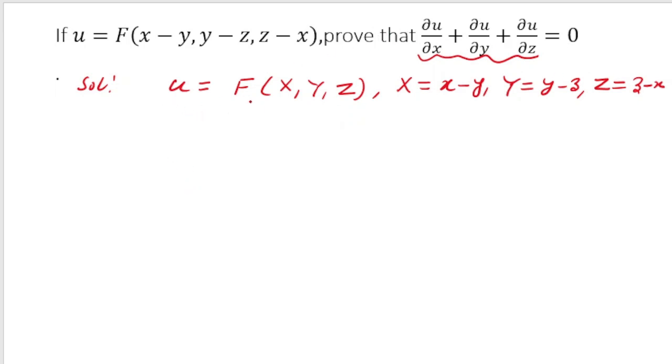So now I have to differentiate. So basically what is the situation here? This is a function of X, Y and Z, and these X, Y and Z can be treated as functions of small x, y, z.